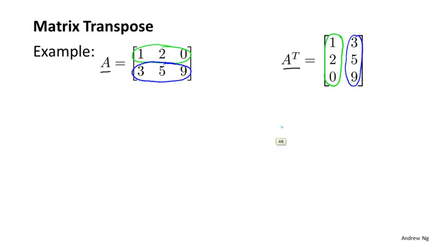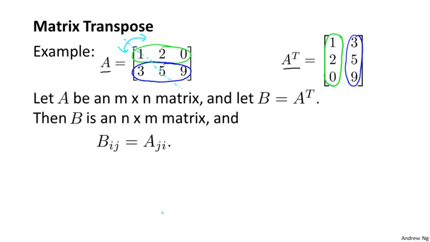And another way of thinking about how to compute the transpose is as if you're taking this sort of 45-degree axis and you're mirroring or flipping the matrix along that 45-degree axis. Okay? So here's the more formal definition of a matrix transpose. Let's say A is an M by N matrix, and let's let B equal A transpose. Then B is going to be an N by M matrix with the dimensions reversed. So here we had a 2 by 3 matrix, and so the transpose becomes a 3 by 2 matrix.